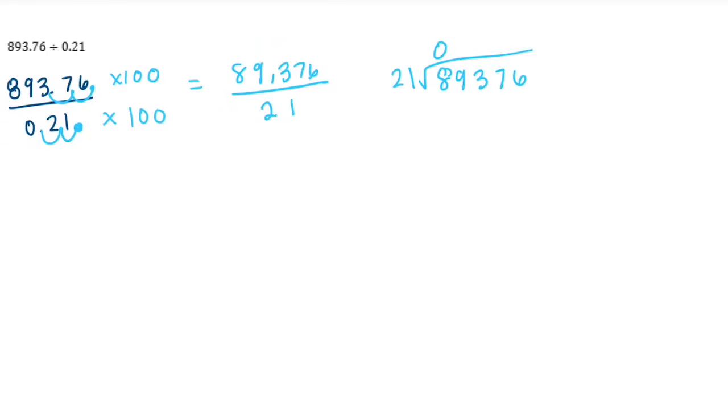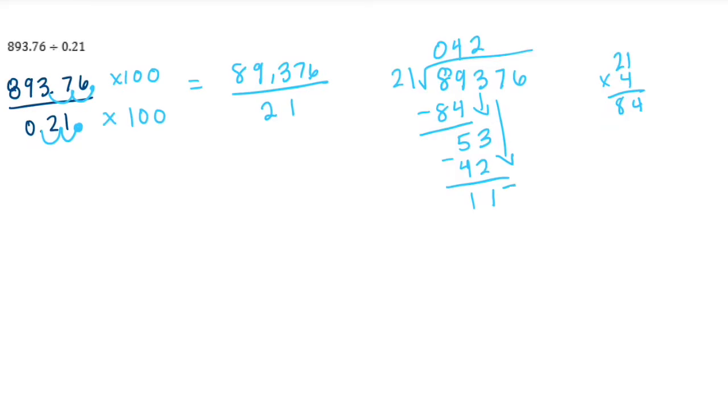So 21 can't go into 8, but it could go into 89, probably 4 times. 21 times 4 would be 84. Bring down the 3. 21 can go into 53 twice, because 21 times 2 is 42. We get 11. Bring down the 7. 21 could go into 117, probably 5, maybe 6 times. Let's try 5. 5 times 1 is 5. 5 times 2 is 10. 105. So another one would be too big.